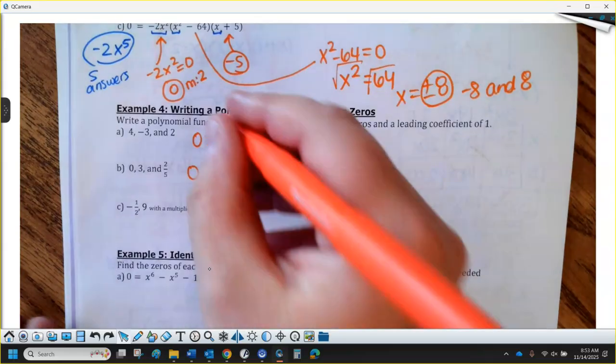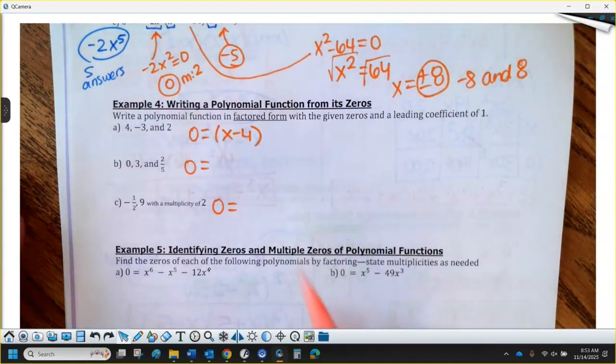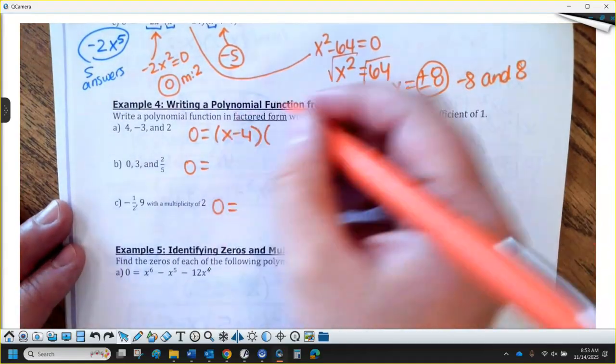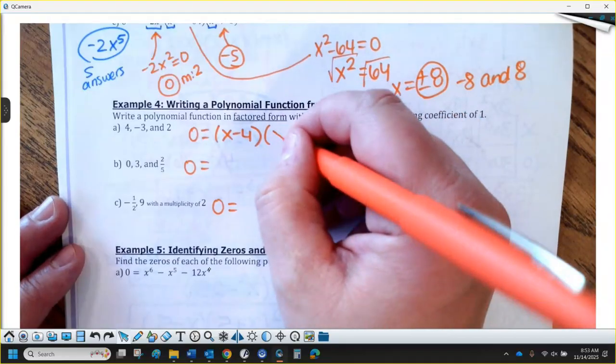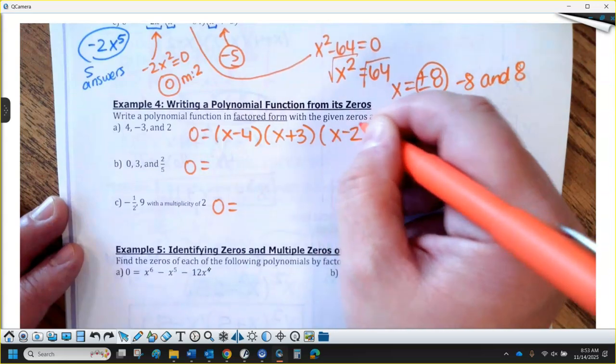I heard somebody say x minus 4. Just the opposite. So if I do x minus 4, if I plug in 4, that makes that 0. What would your little parentheses be for negative 3? X plus 3. It's just the opposite. What about the 2? X minus 2. Done. That's all you have to do.